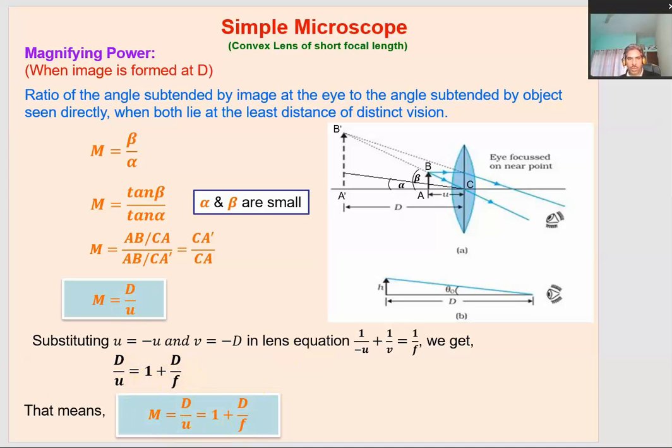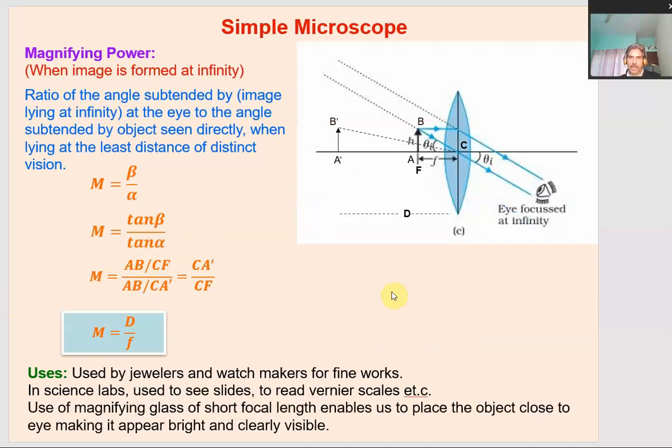Now we can proceed to the second case of image formation, which is when the image is formed at infinity. This is the ray diagram for that. We already know from the cases of image formation by a convex lens that the image is formed at infinity whenever the object lies at the focus of the convex lens. So in this case, we adjust the distance of the object from the lens so that the object lies at the focus and its final image is formed at infinity, just as seen here.